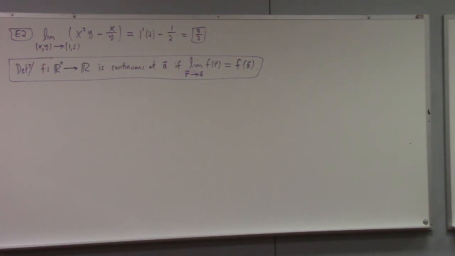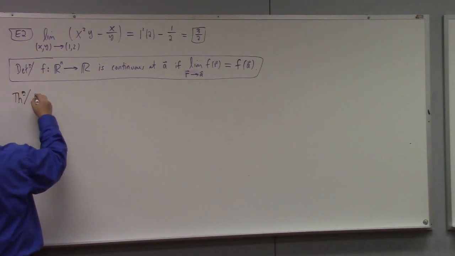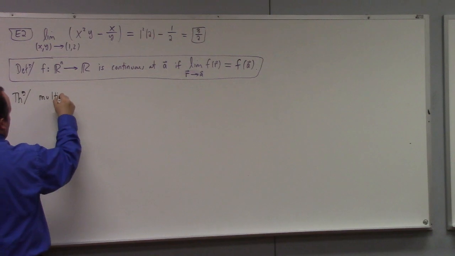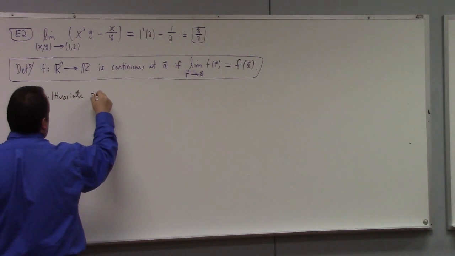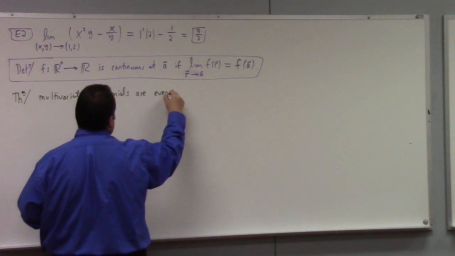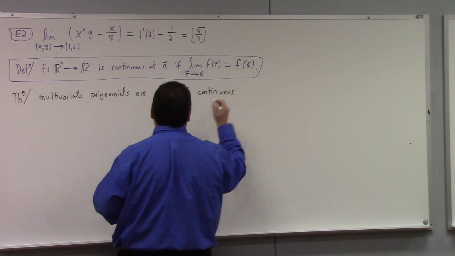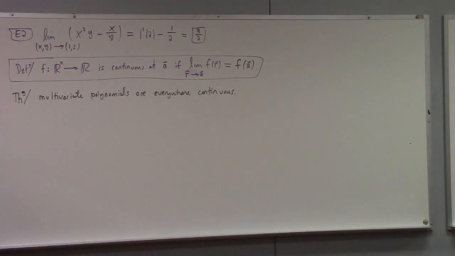Excuse me. So, a theorem, which I will not belabor in here because this is not the time or the place to do it: multivariate polynomials are everywhere continuous. What's a multivariate polynomial? Well, my example 2 is an example of a multivariate polynomial. A multivariate polynomial is just a sum of powers of several variables.